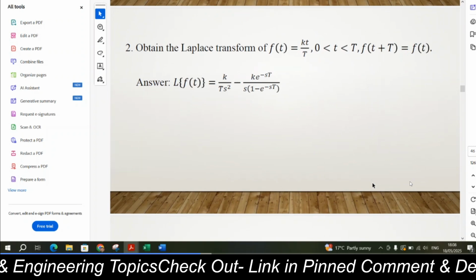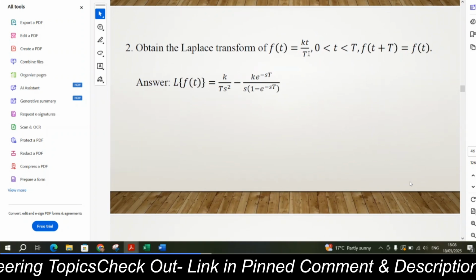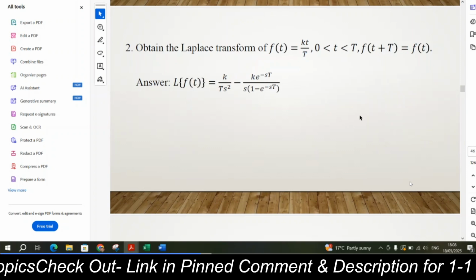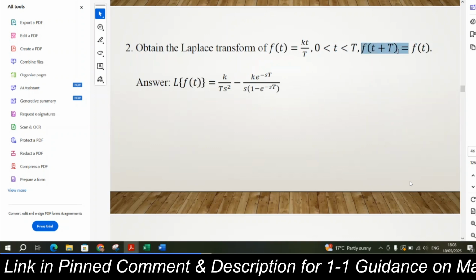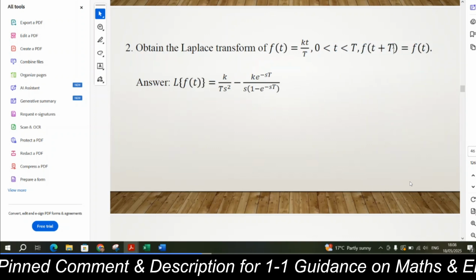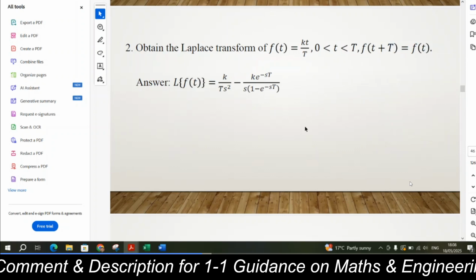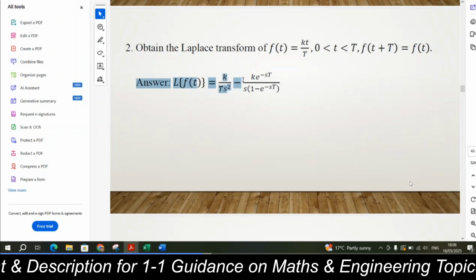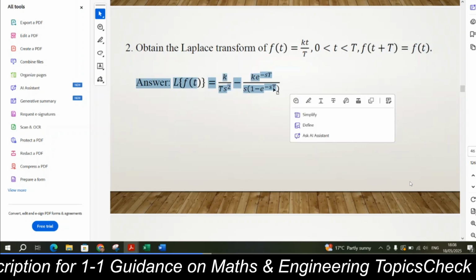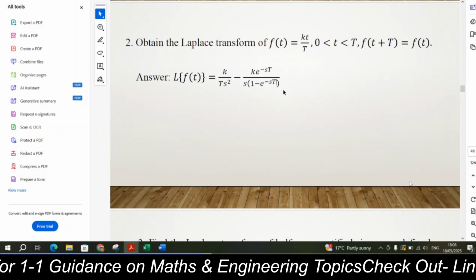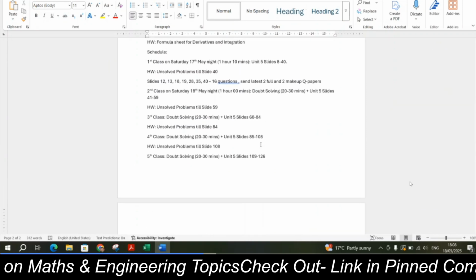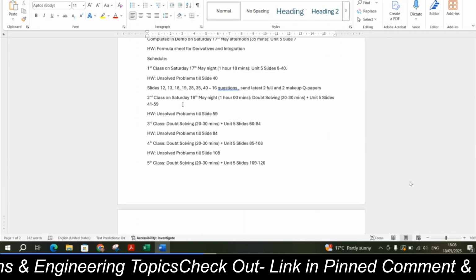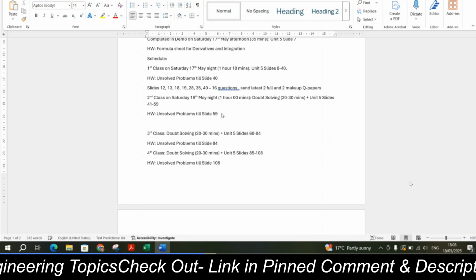Let's move on to the next one. Obtain the Laplace transform of f of t is equal to kt over T, where apparently the capital T is a constant, and it says t is between 0 to T, and they have mentioned that it is a repetitive or a periodic function with a period of capital T. Now they have already given this, so they have given you the answer, which means you have to solve this question as homework. Okay, page number 46. Let me note it down.